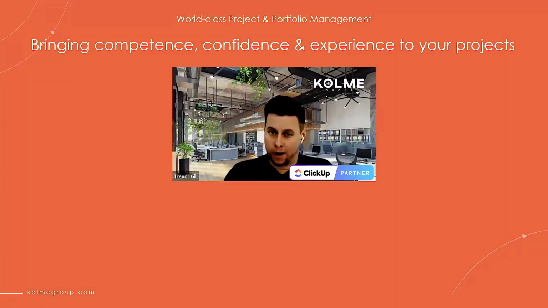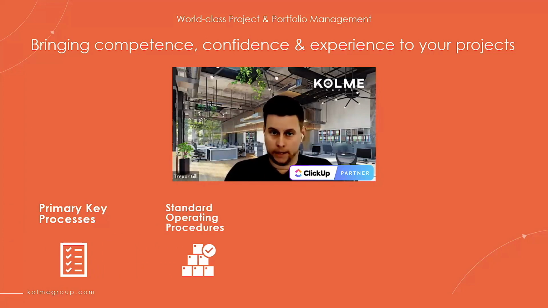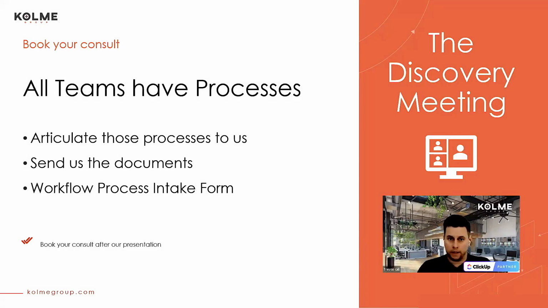When thinking about your team's key processes, try to consider what are your primary key processes? Do we have existing standard operating procedures in place? Document and communicate these processes so we can then internalize and configure what we need to build inside of ClickUp. All teams have key processes, right? How they work. The difference is that they may be documented or undocumented.